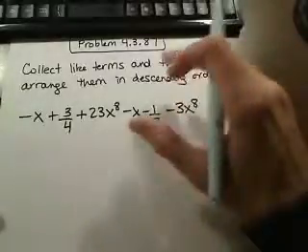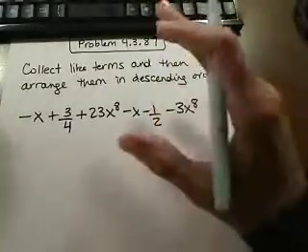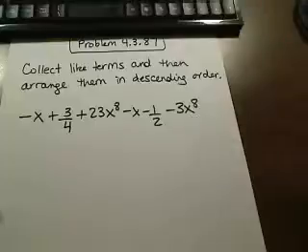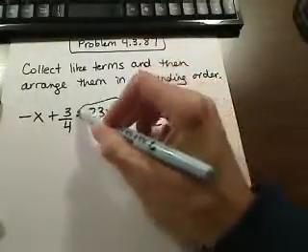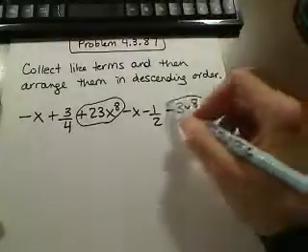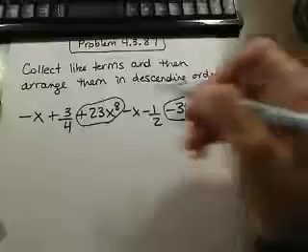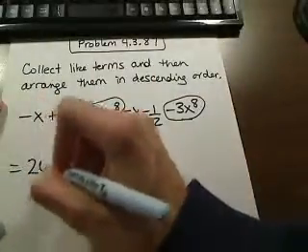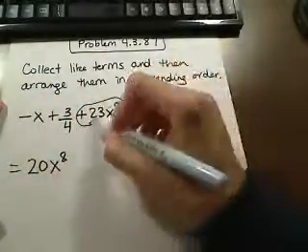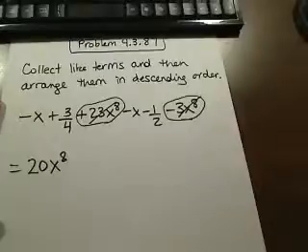So I'm going to start. Descending order means that we're writing things from the largest exponent to the smallest exponent in order, from largest to smallest. So I'm going to go ahead and start with the largest exponent. So that's positive 23x to the 8th minus 3x to the 8th. So that's going to give us a positive 20x to the 8th. And we can cross those off.